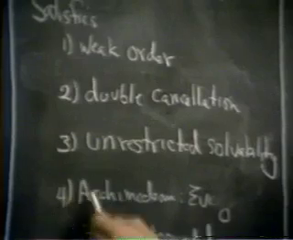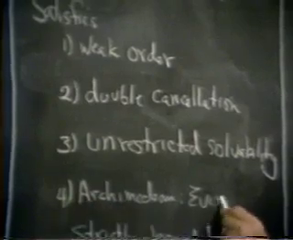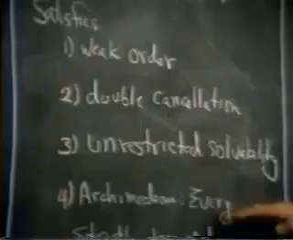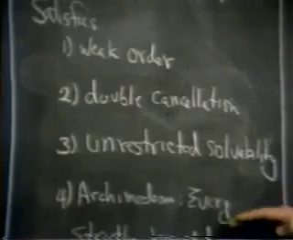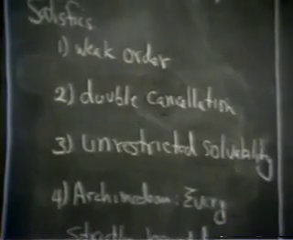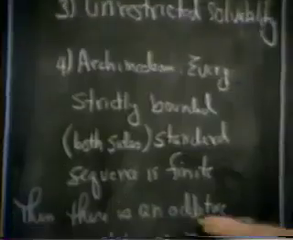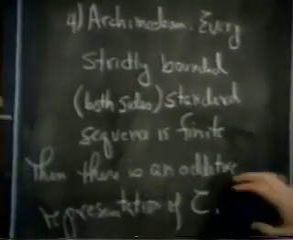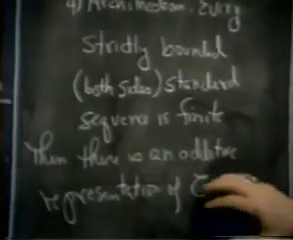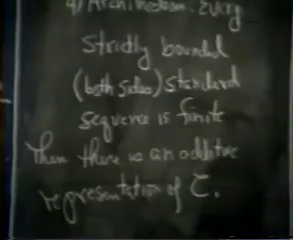And then that makes the Archimedean property make sense in that we now assume every strictly bounded standard sequence is finite. And the conclusion, the representation conclusion, is that there is an additive representation of the conjoint structure under these assumptions.